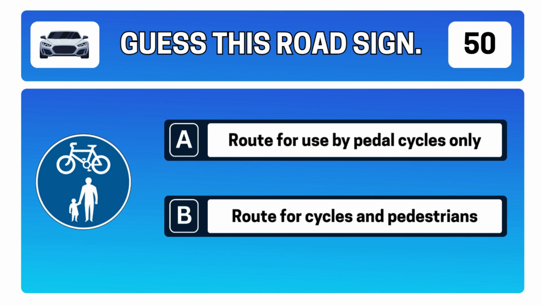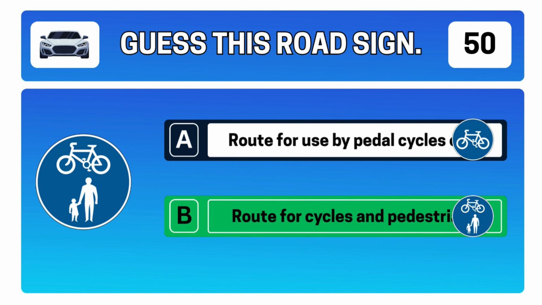Guess this road sign. A. Route for use by pedal cycles only. B. Route for cycles and pedestrians. Well spotted. It is the route for cycles and pedestrians sign.